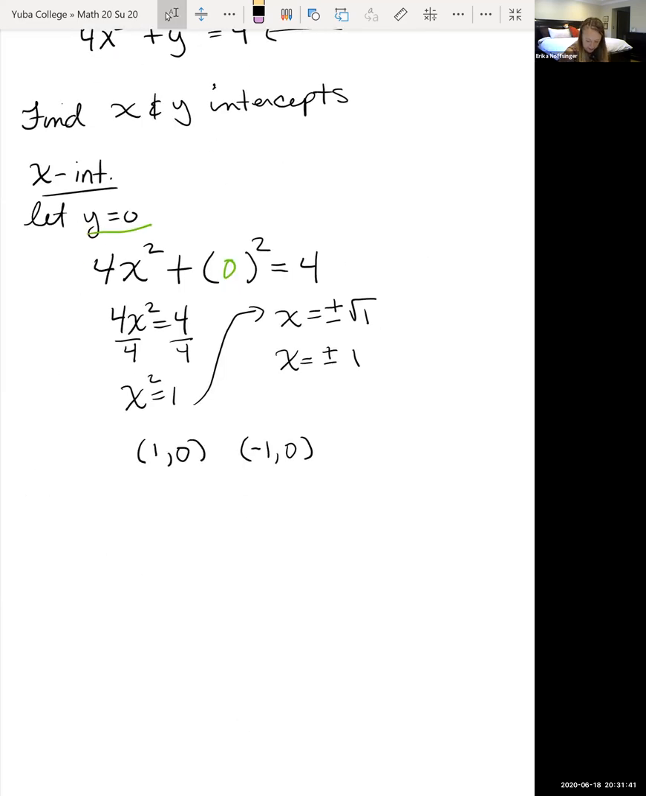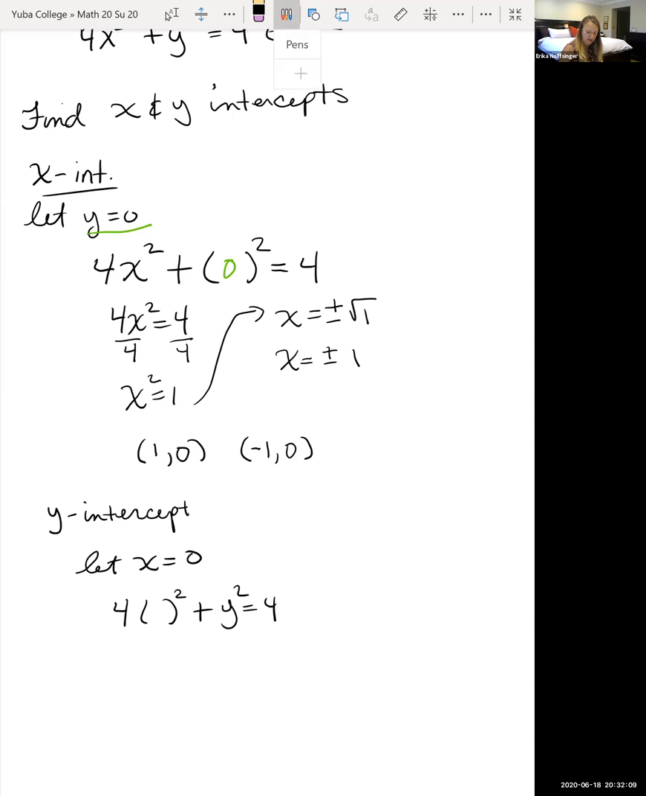So the y-intercept, if we plug in 0 for x, so let x equals 0. So we have 4 times parentheses, we're going to put 0 in there, squared plus y squared equals 4. And so we see that y squared is just equal to 4.